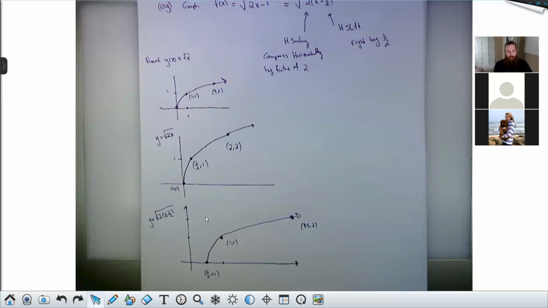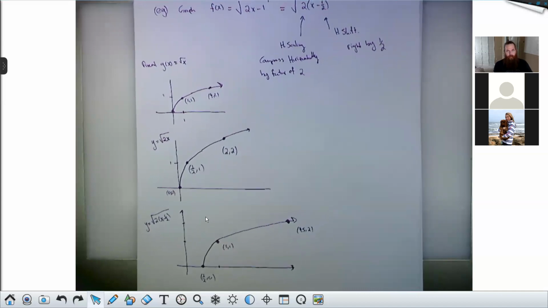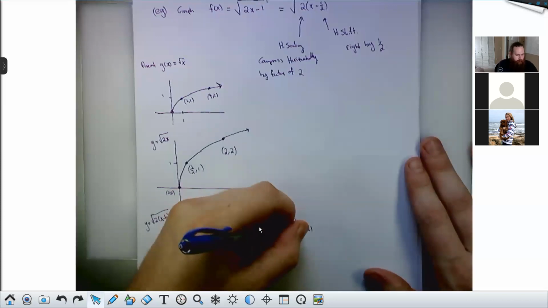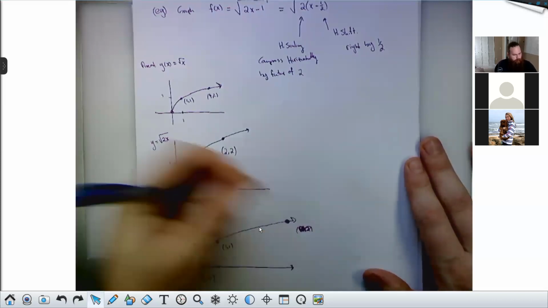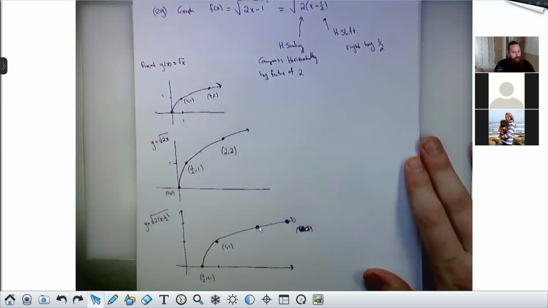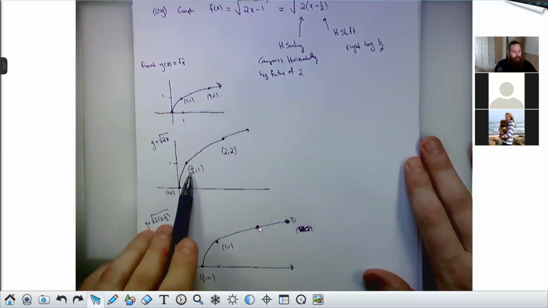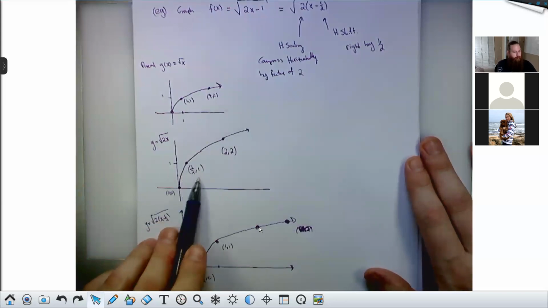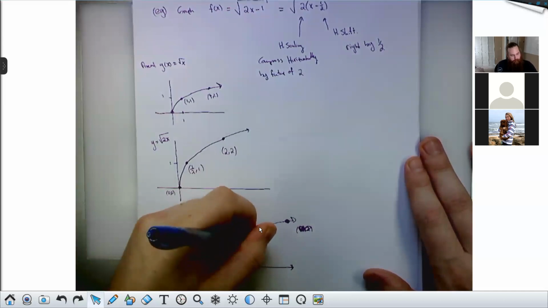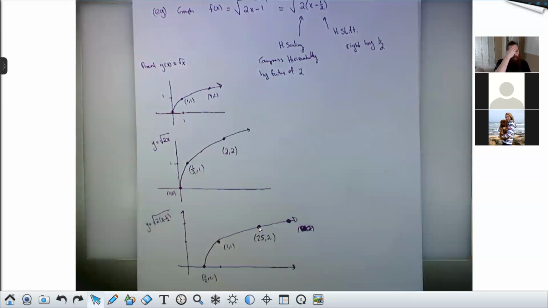Yeah, sure, go ahead. For the last point on the third graph, wouldn't it be 2.5? Oh, what did I do? Yeah, sorry, 2.5. Okay, cool. You're absolutely correct. We're driving everything to the right by 1/2. So this guy goes to 1/2 plus 1, which is (1, 1), and this should be (2.5, 2). Yeah, very good catch. Thank you.